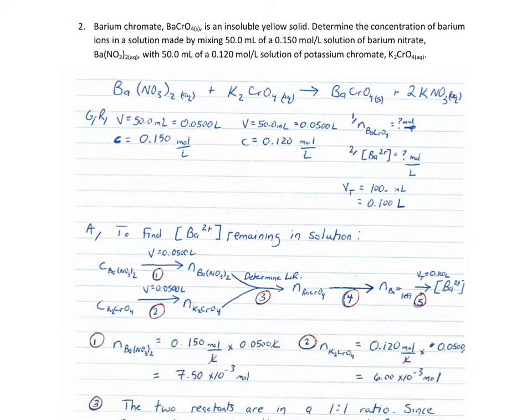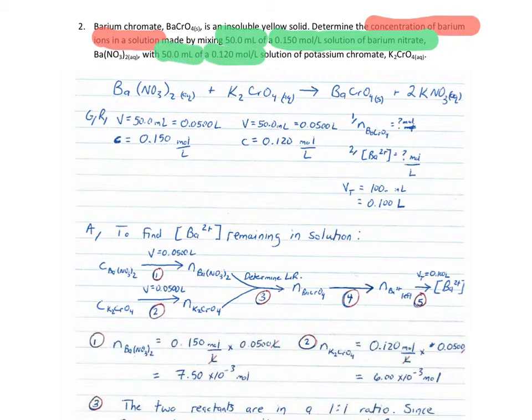In this next problem, it's a little different in that we are already told that our precipitate is barium chromate. So we don't have to determine that, but what we are asked to determine is the concentration of barium ions in the solution, given that we have 50 mL of 0.15 molar barium nitrate and 50 mL of 0.12 molar potassium chromate. Once again, like we do for all stoichiometry problems, we write the balanced chemical equation, and then I just wrote all of my given information beneath the appropriate substances.